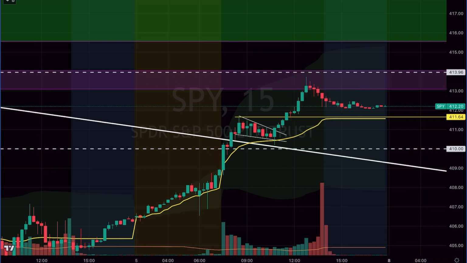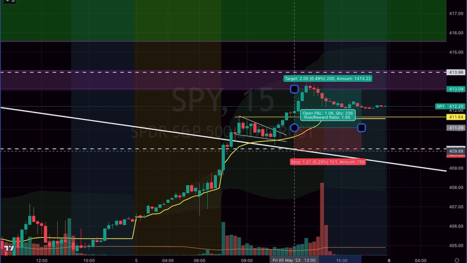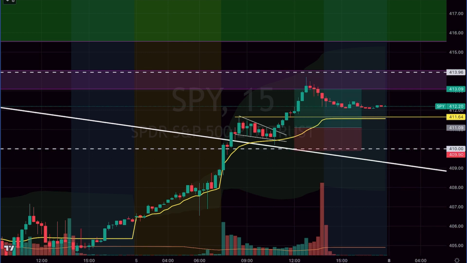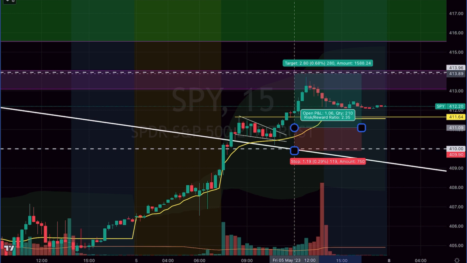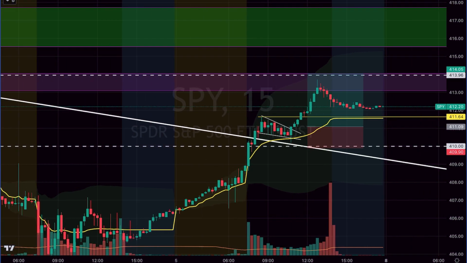I got the wrong tool up. My apologies. So we would have entered here. Stop loss would have been right under 410. So let's say 409.99, boom. And then our target would have been at the top of this supply range. That would have been our target, right? So we got a cool 2.49 risk to reward here. It's very, very, very good odds here, right?